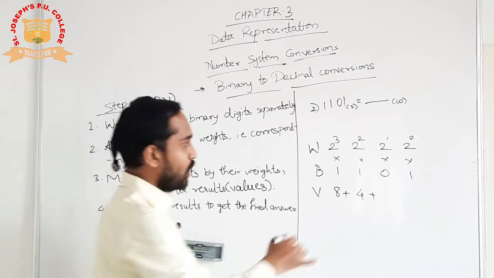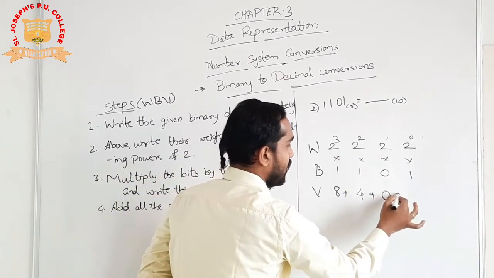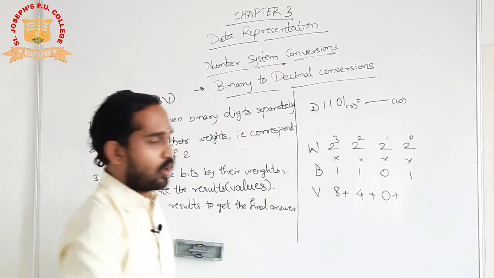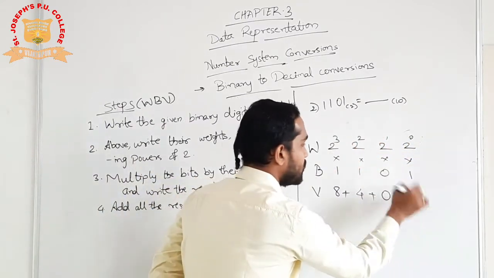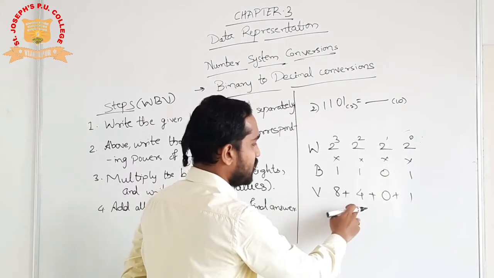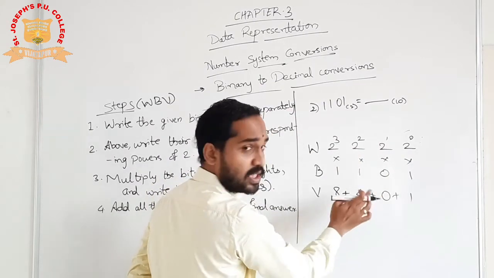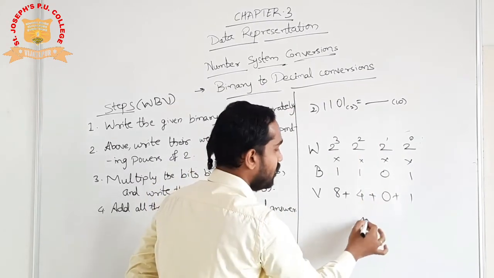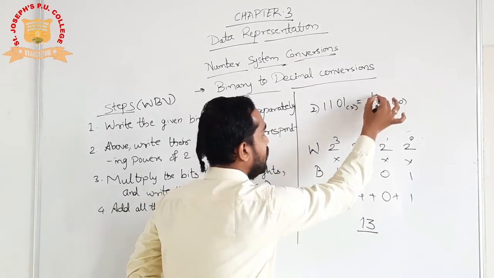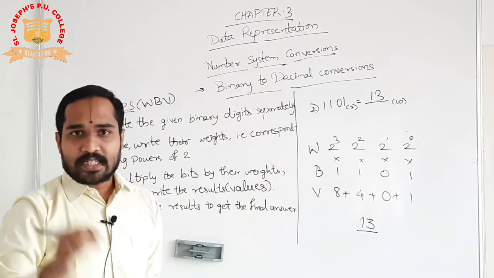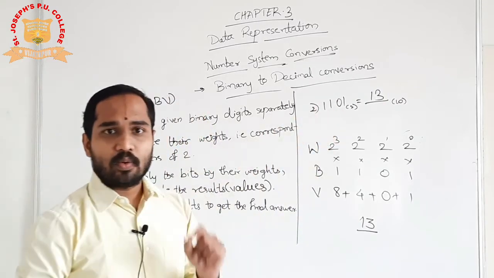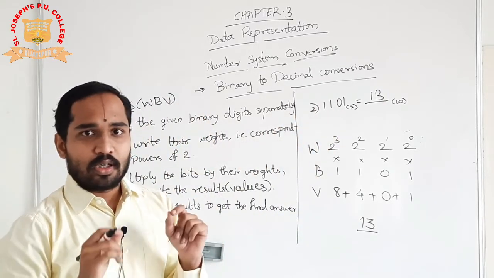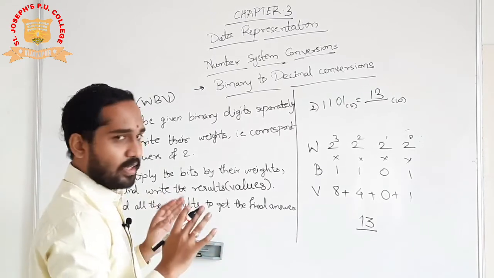2 raised to 1, 2 into 0. Anything into 0 is 0. 2 raised to 0 is 1. 1 into 1 is 1. So 8 plus 4 plus 0 plus 1. 8 plus 4, 12. 12 plus 1, 13. So 13 is the decimal equivalent of this binary number, that is 1101. Did you all understand that? I hope it is clear to everyone.